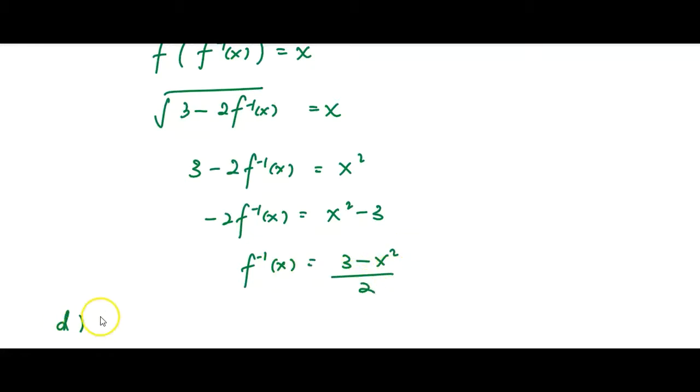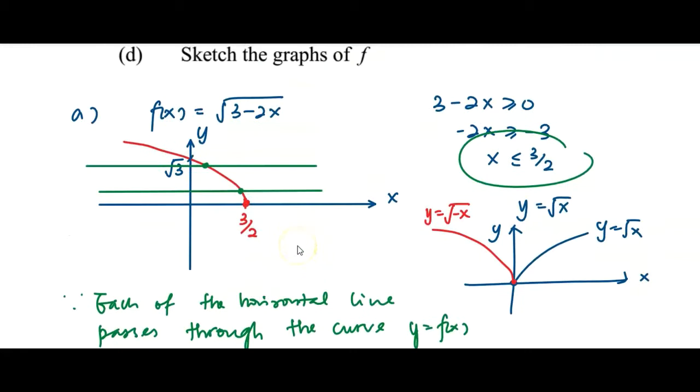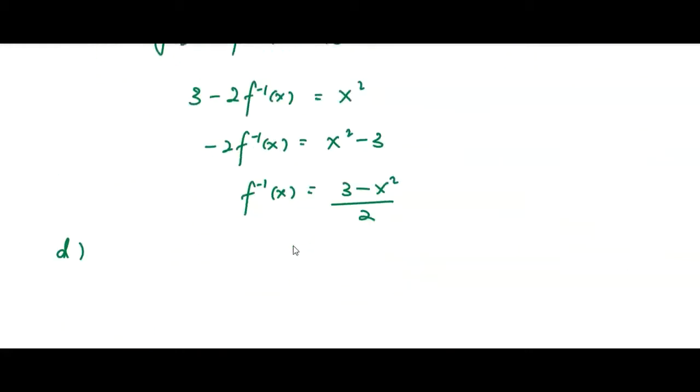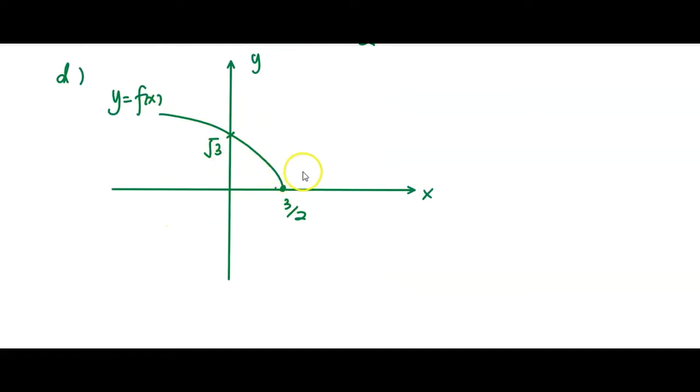For question D, we are going to sketch the graph. The graph has already been sketched. You can now copy one more time at this column. I just copy the graph from part A. This is a graph of y equals to f of x.